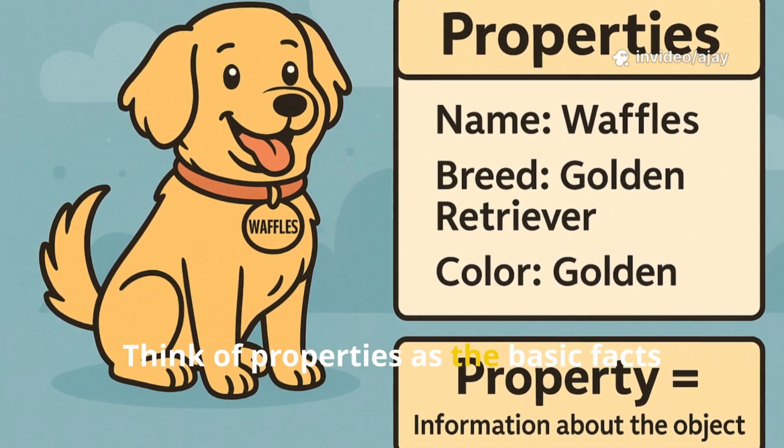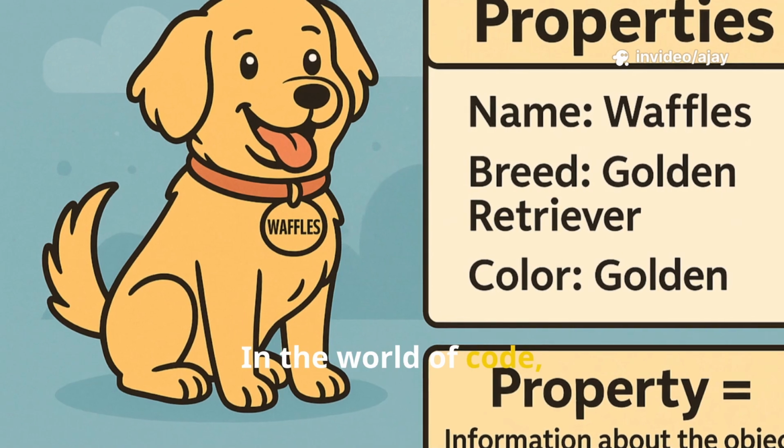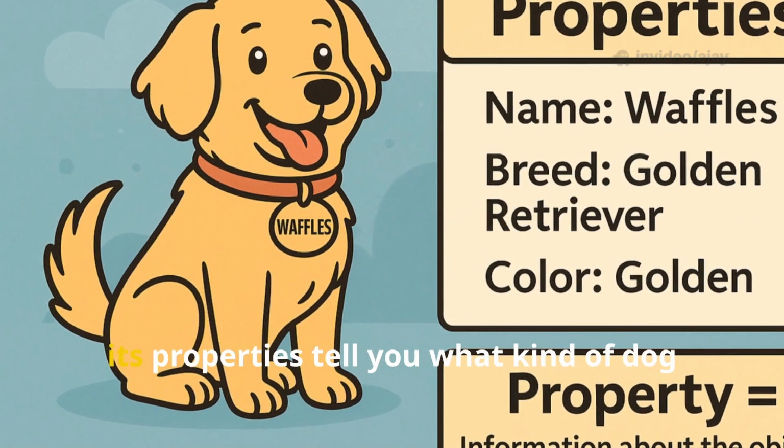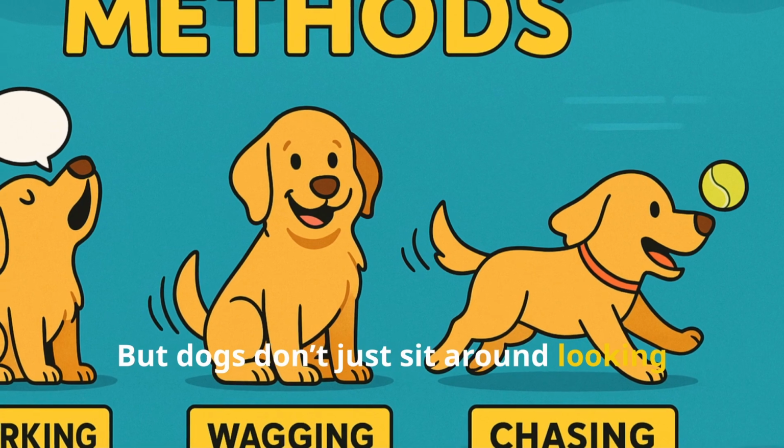Think of properties as the basic facts about something. They describe what it is. In the world of code, if you're talking about a dog, its properties tell you what kind of dog it is. But dogs don't just sit around looking cute.